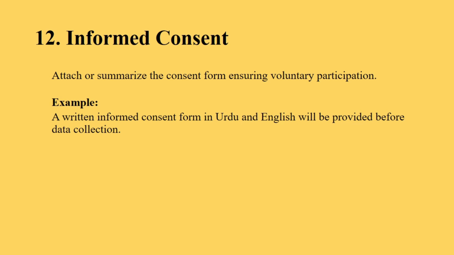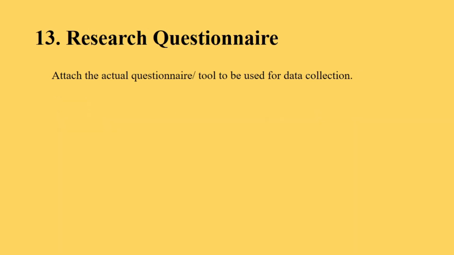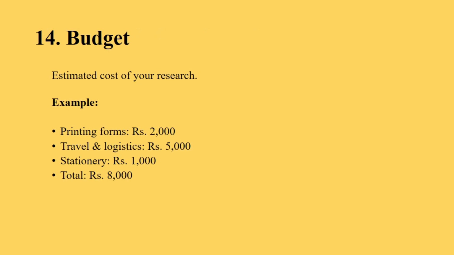Informed consent. Attach or summarize the consent form ensuring voluntary participation. For example, a written informed consent form in Urdu and English will be provided before data collection. In research questionnaire, attach the actual questionnaire tool to be used for data collection. In budget, we explain the expected cost of your research. For example, printing cost 2000, traveling and logistics cost 5000, stationery cost 1000, and total budget is 8000.